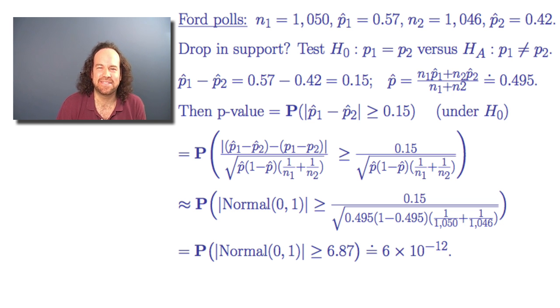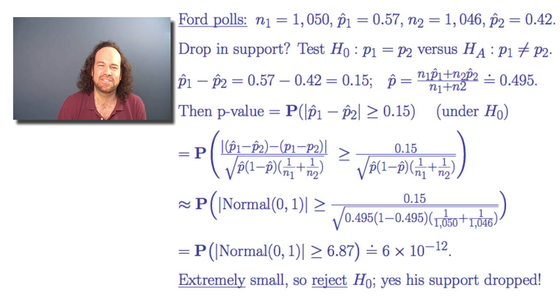Now, 6.87 is a very extreme value for the standard normal distribution, which we know is usually between -3 and 3. So we can say, well, that's an extremely small p-value, and we can thus reject the null hypothesis. And we can say, no, it's just not true that P1 equaled P2 in this case. It's not true that Mr. Ford's support stayed the same between the two polls. On the contrary, it really did change, and his support really did drop between the times of these two polls.